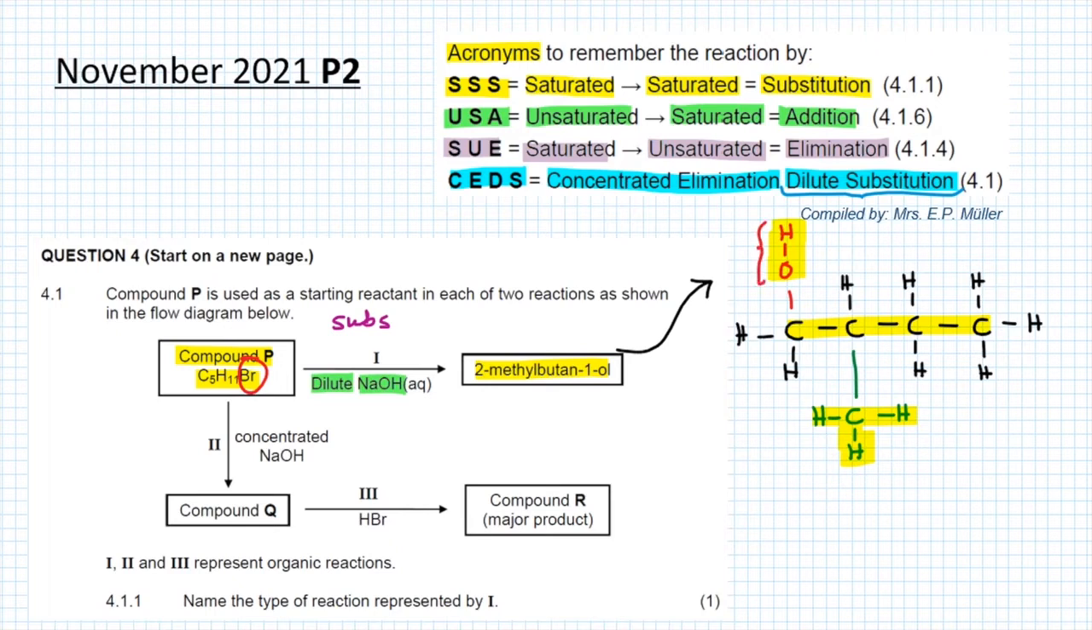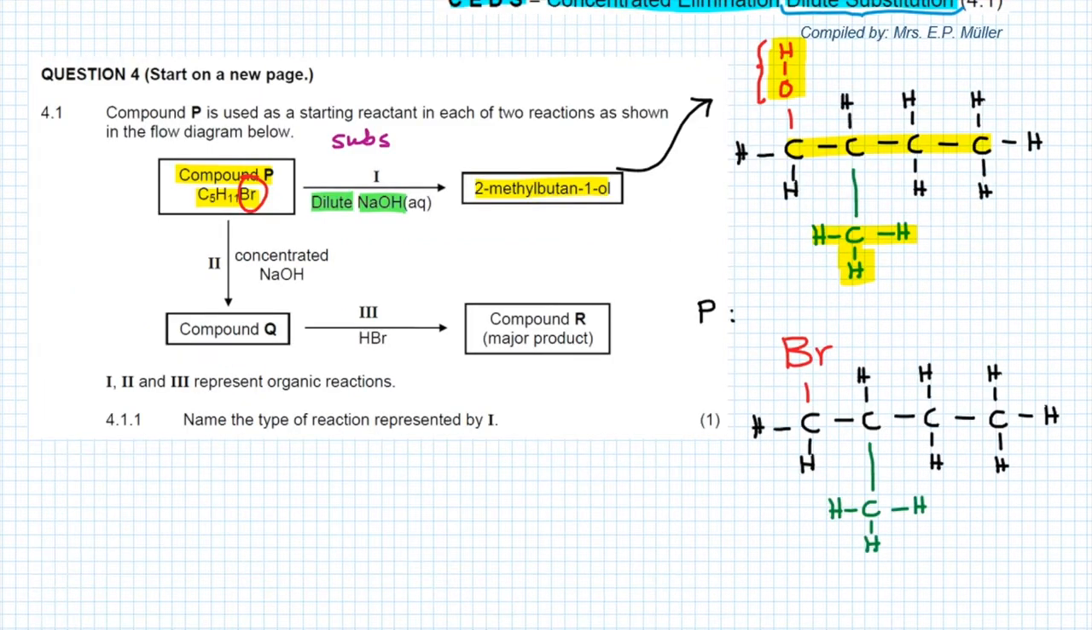What happened during the substitution reaction is that the bromine atom was replaced by this hydroxyl group. We therefore can trace our way backwards and draw compound P. We're going to draw it because, again, the structural formulae are very useful. So if you look at compound P, we now can see that in reaction number 1, the bromine atom was replaced by the hydroxyl group. So now we know how compound P looks, and that is going to help us with the other reactions.